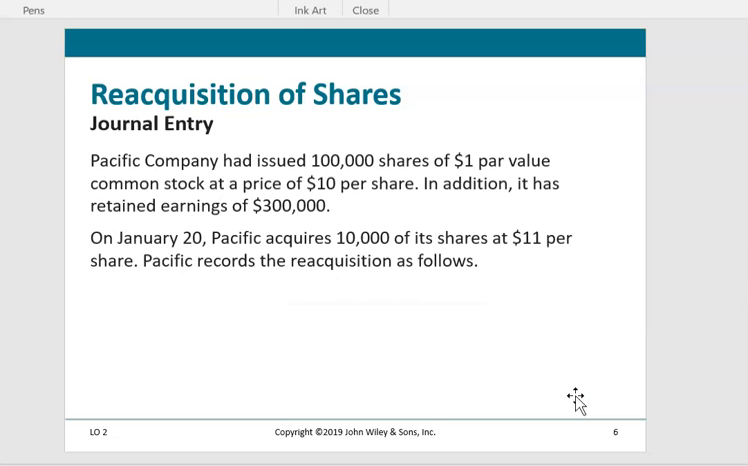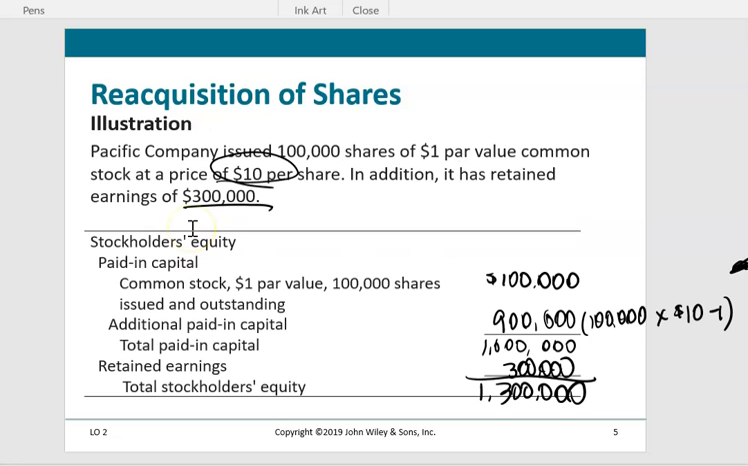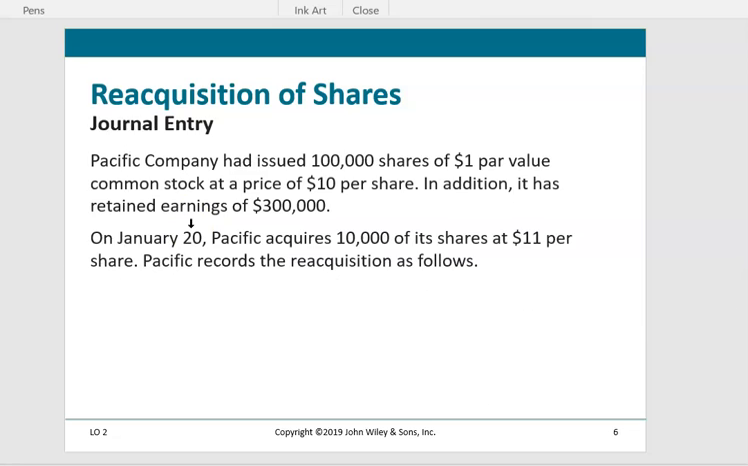Now, what happens when the company buys its own shares back or reacquires its stock? So the company later on, following this information here, on January 20th acquires 10,000 of its own shares at $11 per share. Record the reacquisition as follows. So what we do, we're buying stock. So of course we're going to credit cash. Anytime we're buying something, we're crediting cash. We're debiting treasury stock.